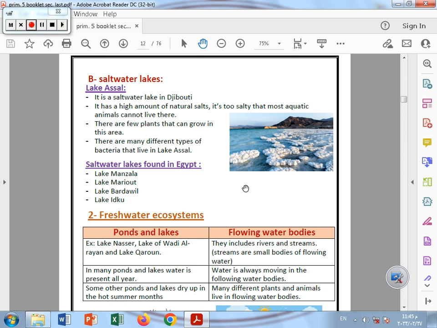Let's get some examples of the saltwater lakes that we can find in Egypt. We have Lake Manzala, Lake Mariout, Bardawil, and Etko. They are four saltwater lakes found in Egypt.